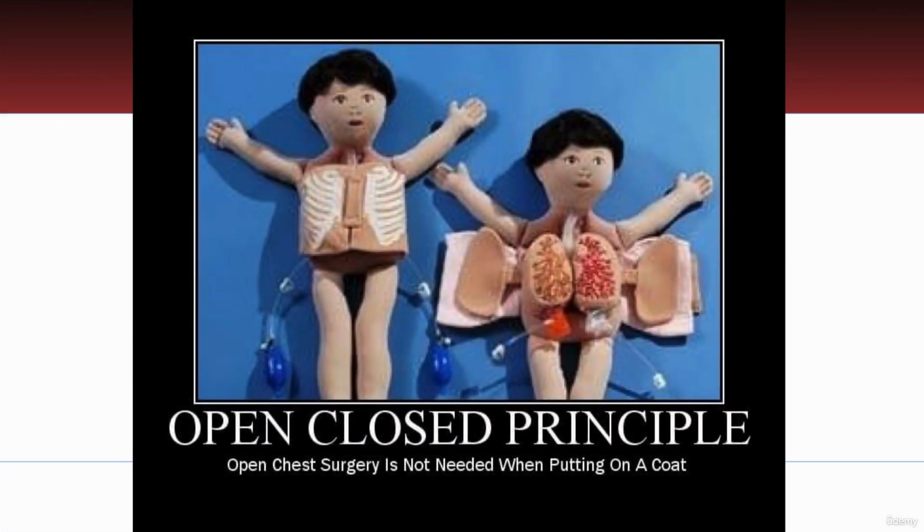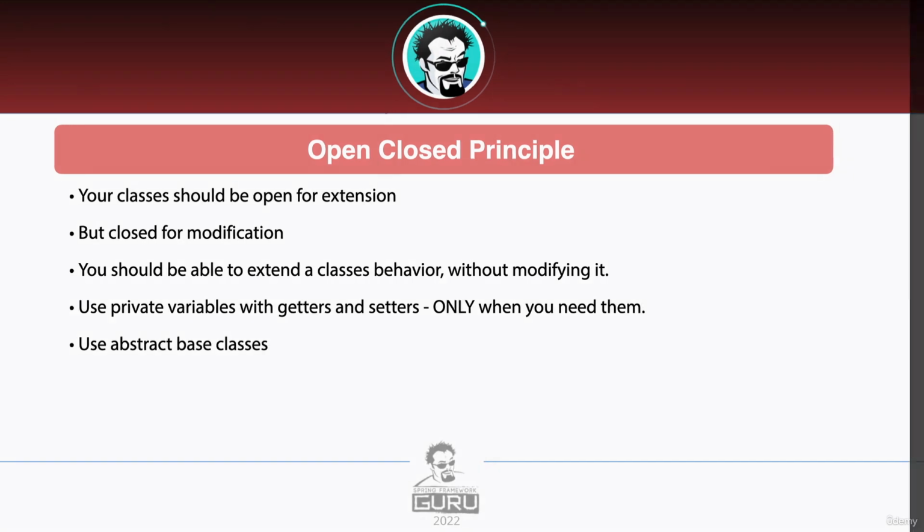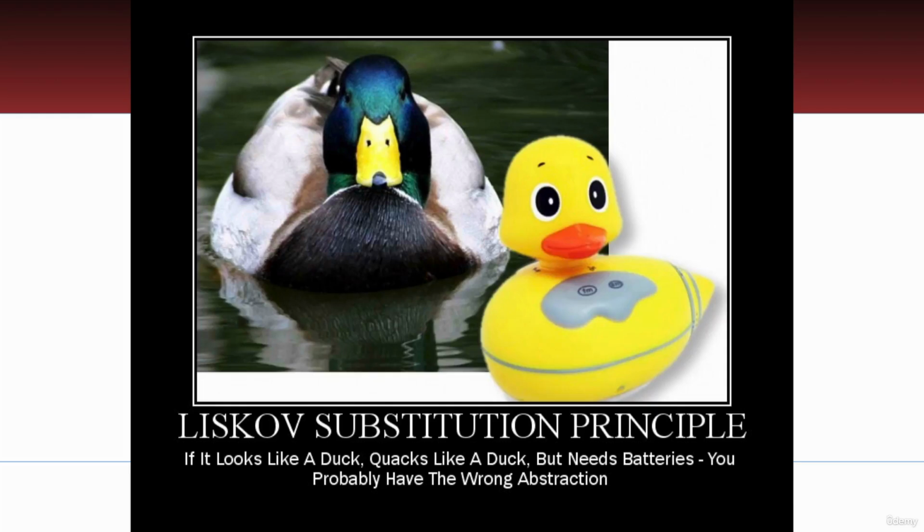Next on the list is the open-closed principle. So here we're saying open chest surgery is not needed when putting on a coat. So for example here, in the open-closed principle, we are saying that your classes should be open for extension, but closed for modification. You should be able to extend the class's behavior without modifying it. So here we want to be using private variables with getters and setters only when you need them. And a good habit here is using abstract base classes. So the principle here is designing your software, your classes, in a way that they can be extended for their use.